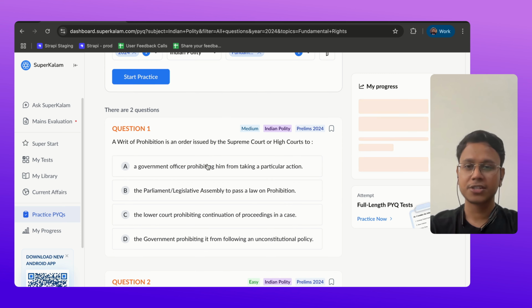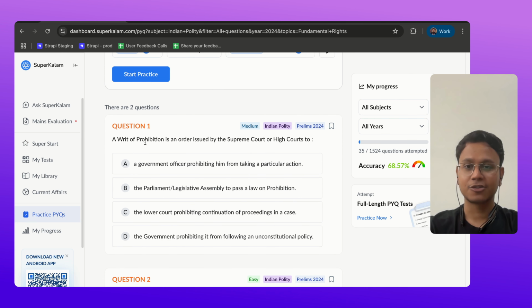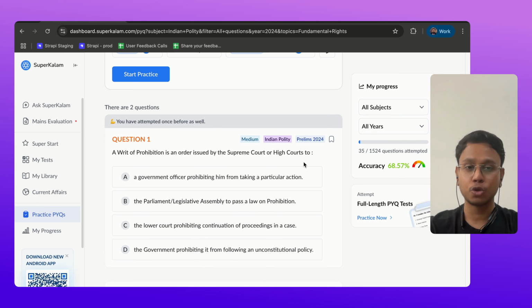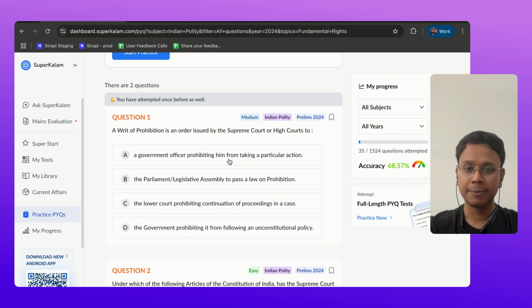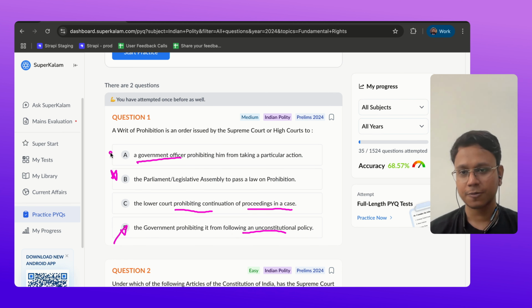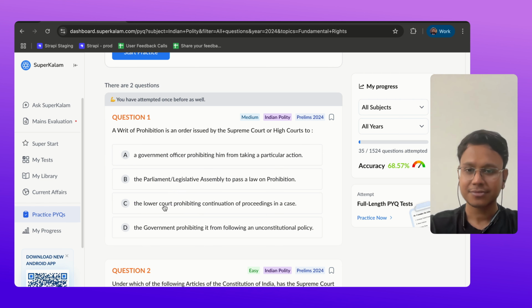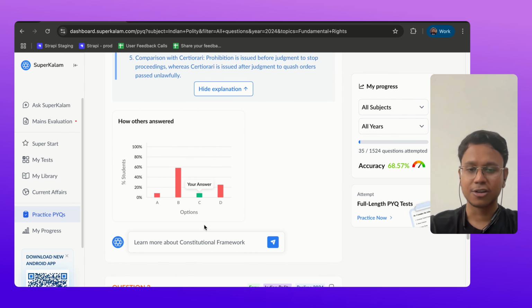Let me see. Yes. So the question is, writ of prohibition. Just now I discussed. Writ of prohibition is an order issued by Supreme Court and a High Court to a government officer prohibiting him from taking a particular action. B, Parliament and Legislative Assembly to pass a law. Actually, no. This is not there, obviously, because the court cannot dictate terms to Parliament or Assembly. C, a lower court prohibiting continuation of proceeding in a case, and D, the government prohibiting it from following an unconstitutional policy. So this is not there. It cannot be issued to a government officer also. As I told you in the last few slides, it is issued to lower courts. So that's why the answer is this. You can get a description also here.